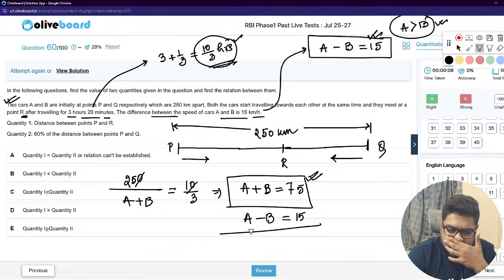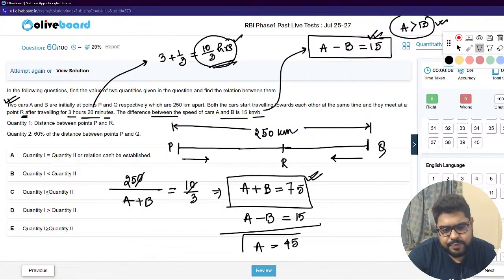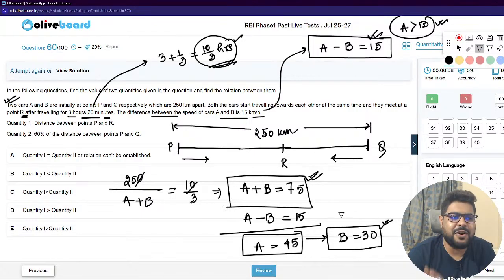So if you add both equations, B cancels. A will become 90, so 45. So B will become 30. Both the speeds I've got. Now the distance between point P and R.